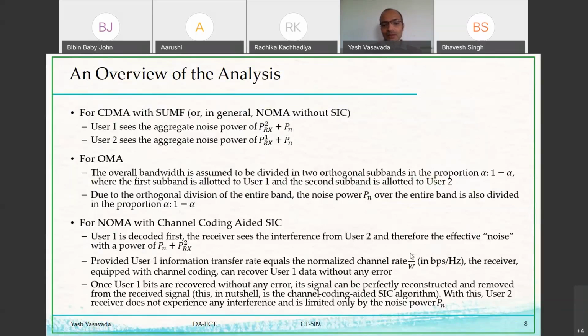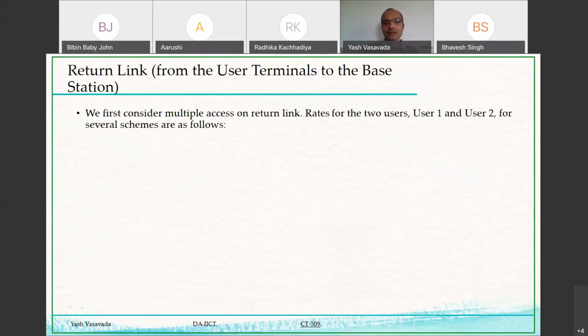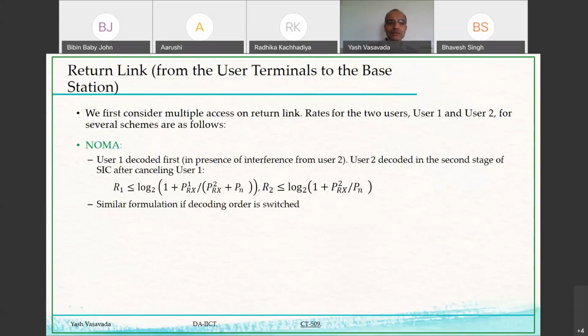But now, because of this SIC, user 2 is going to completely get rid of the interference coming from user 1. And so therefore, user 2 will see just the noise power of PN. It will not have any interference component of PRX1. Okay, so that is the main idea that we are going to be using. Okay, so let us see the actual formulation.